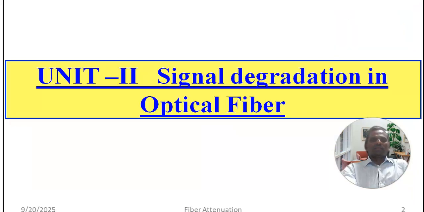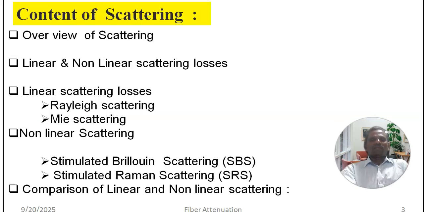Today, I will be talking about optical fiber communication, in that, signal degradation in optical fibers. Signal degradation here refers to absorption, scattering or bending losses. So, attenuation will be the main signal degradation in optical fibers.